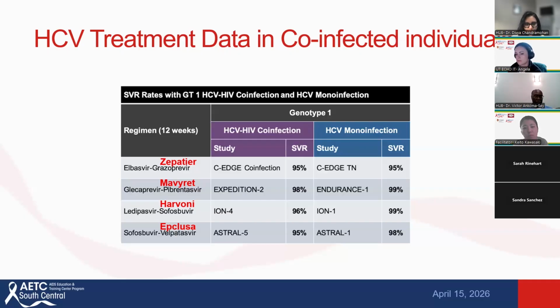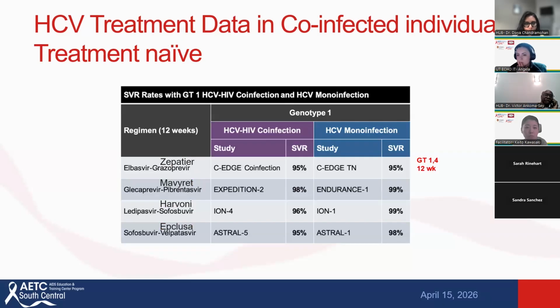the generic names are complex, but I would like you to remember them as Zepatier, Mavyret, Harvoni, Epclusa, and all of these can be used safely in individuals who are HIV, HCV co-infected, and they can be used in renal dysfunction, even if they are requiring dialysis. Next slide, please.